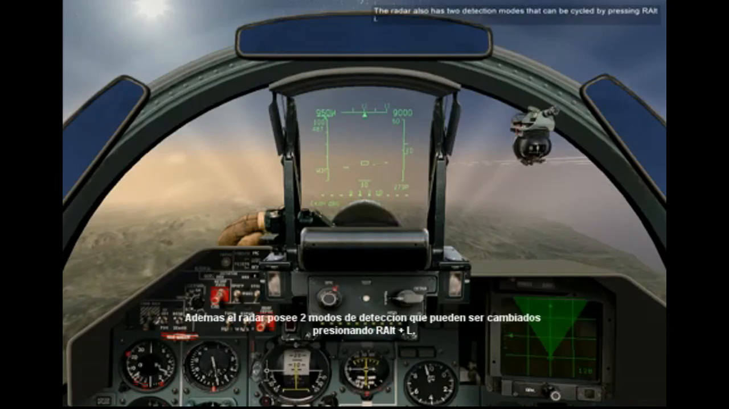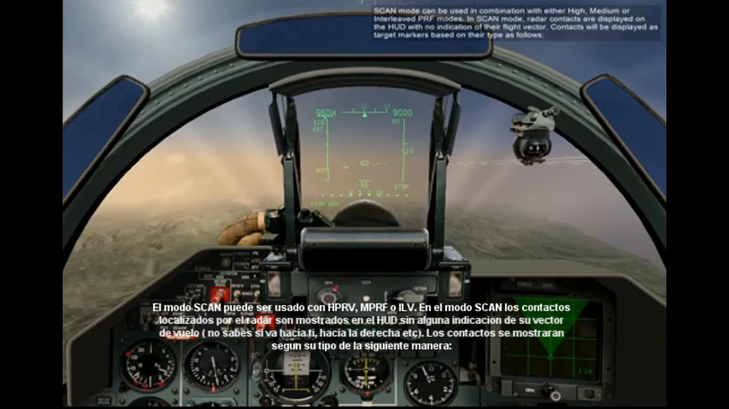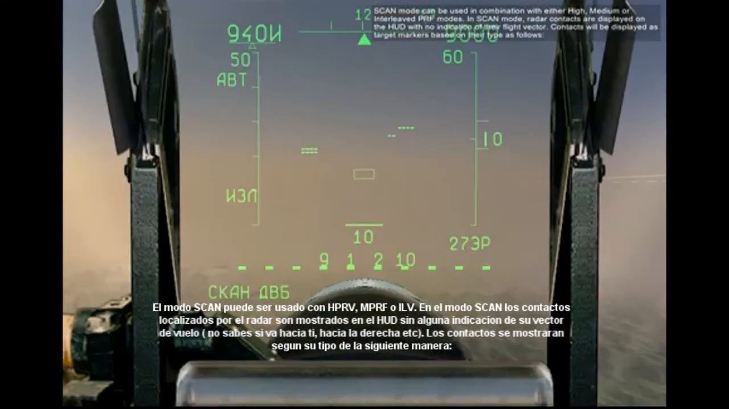The radar also has two detection modes that can be cycled by pressing right Alt and I. The scan mode can be used in combination with either high, medium, or interleave PRF modes. In scan mode, radar contacts are displayed on the HUD with no indication of their flight vectors. Contacts will be displayed as target markers based on their type as follows.